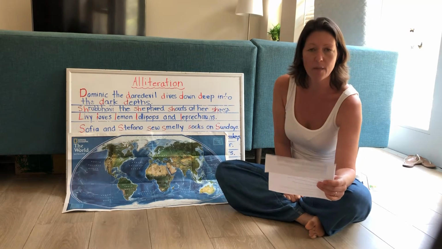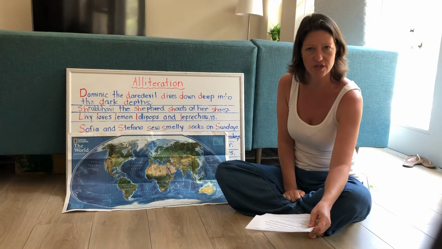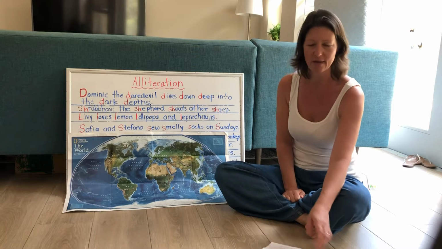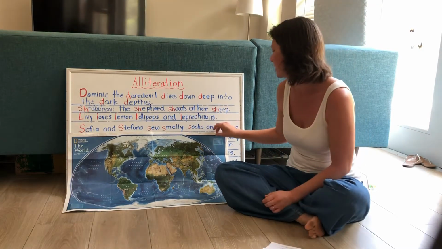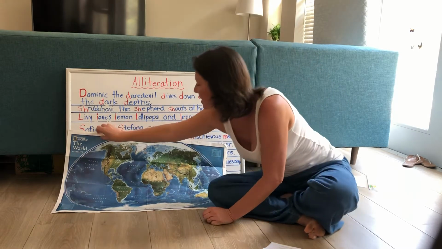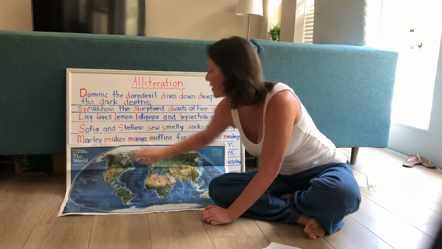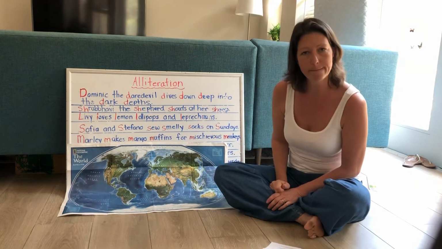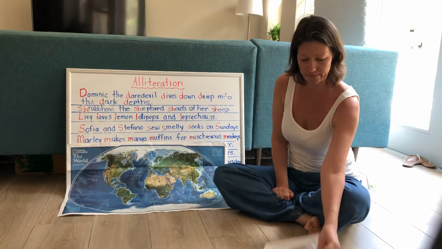Marley makes mango muffins for 1,000,000 mischievous monkeys. Marley. Sounds good. What sound did most of the words in this sentence begin with, creating alliteration? Did you say m? Then you'd be right again.